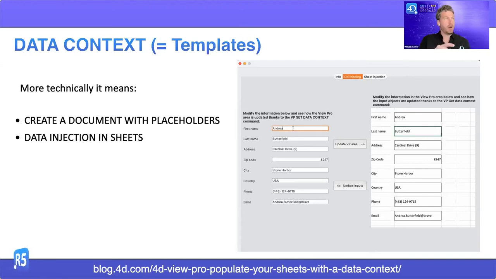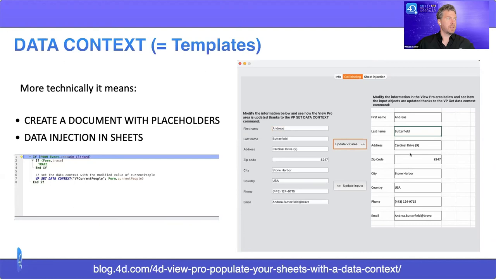Now you can bind cells to form objects, and you're able to update them back in either direction, meaning that they're bound. So here we have Andrea to start with. Say you want to put Andreas. You're going to update the View Pro area. And you can also update the 4D View Pro area, and you can now update the input objects. So that is an example of bound data.